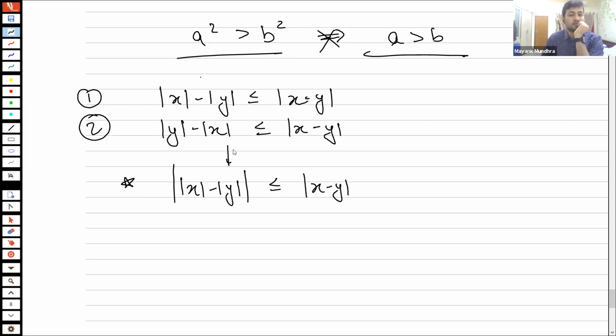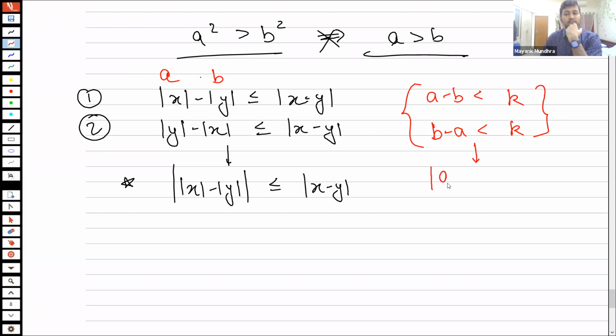Right? So this step is important. You can think of mod x as the number a and mod y as the number b. What I'm saying is that a minus b is less than something k, and b minus a is also less than something k. So these two inequalities can directly be written as mod of a minus b is less than this thing, because if a is not equal to b, then one of these things is positive and the other thing is negative.